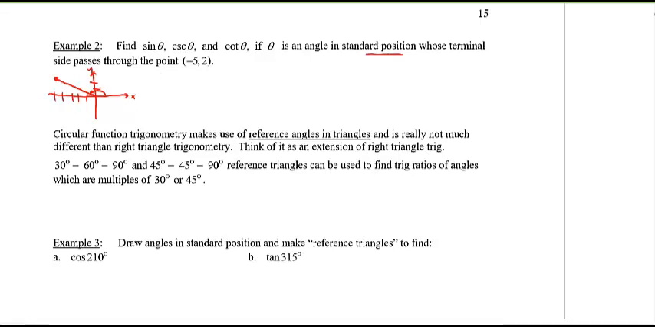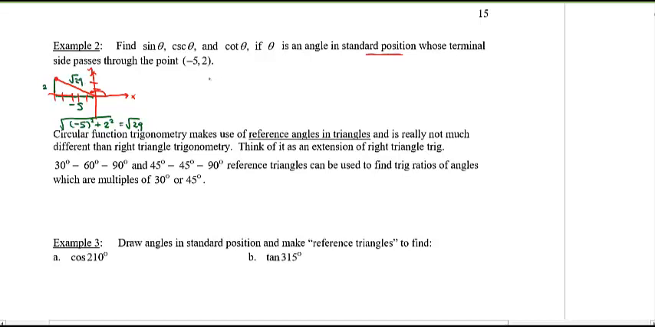How do I define this once again? Sine is defined as y/r. Now, what are all these variables? What's y? What's r? In this case, y is 2. In this case, x is -5. And what's r? Oh, I don't know. But you can figure it out. Good old Pythagoras. I think I got here root 29.